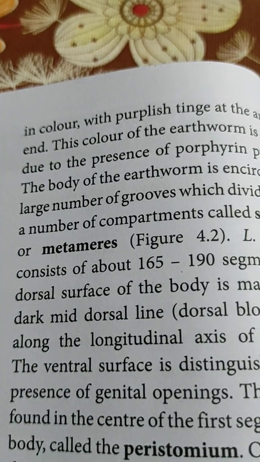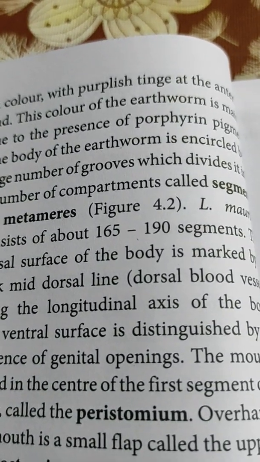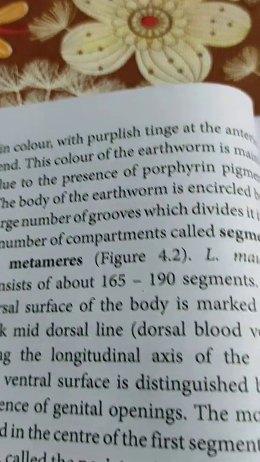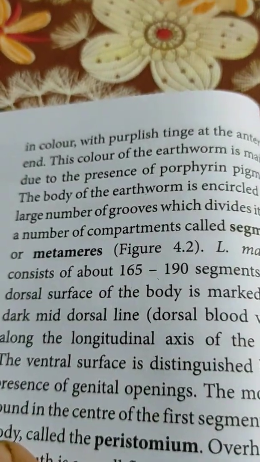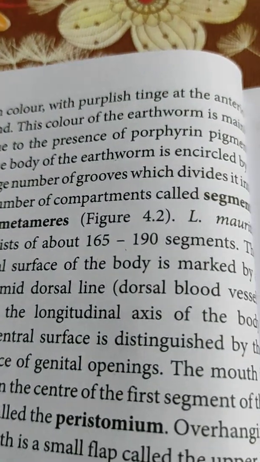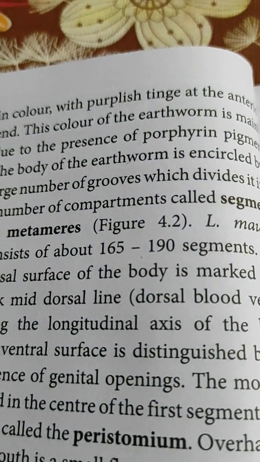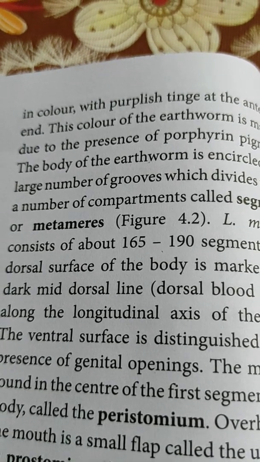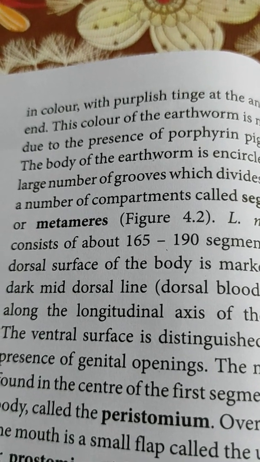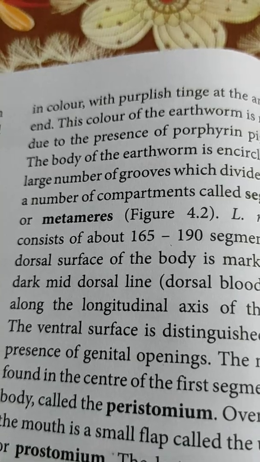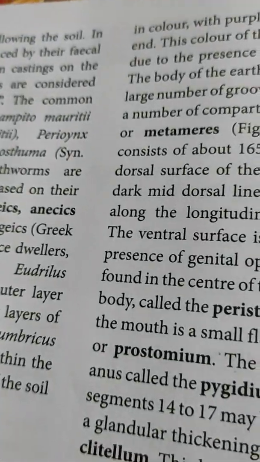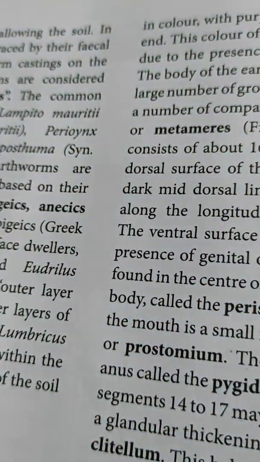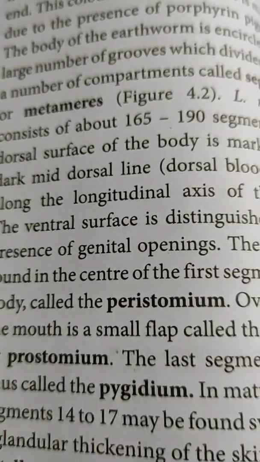Lampito mauritii consists of about 165 to 190 segments. The dorsal surface of the body is marked by a dark dorsal line. Dorsal side means, suppose the organism is crawling on the surface, the side towards the sunlight or towards the air is called the dorsal side. The surface having contact with the soil is called the ventral surface.